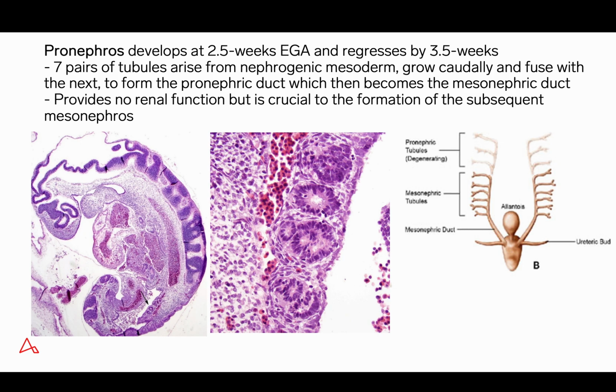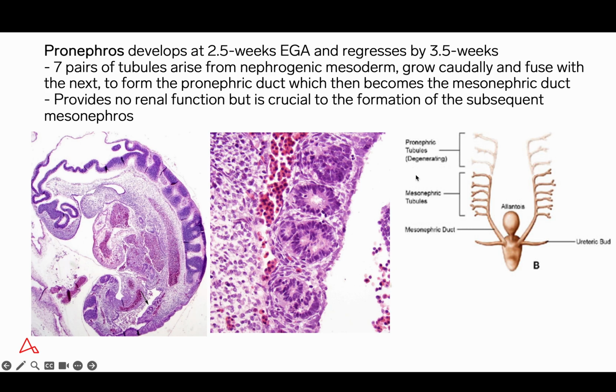It develops at 2.5 weeks and is a very transient structure which regresses by 3.5 weeks. It consists of 7 pairs of tubules that arise from the mesonephric mesoderm. And we can see these down here in this left image. Down at the bottom, you can see a few small tubules. In the middle image, you can see them at higher magnification. They are simply tubules connected to a short duct.